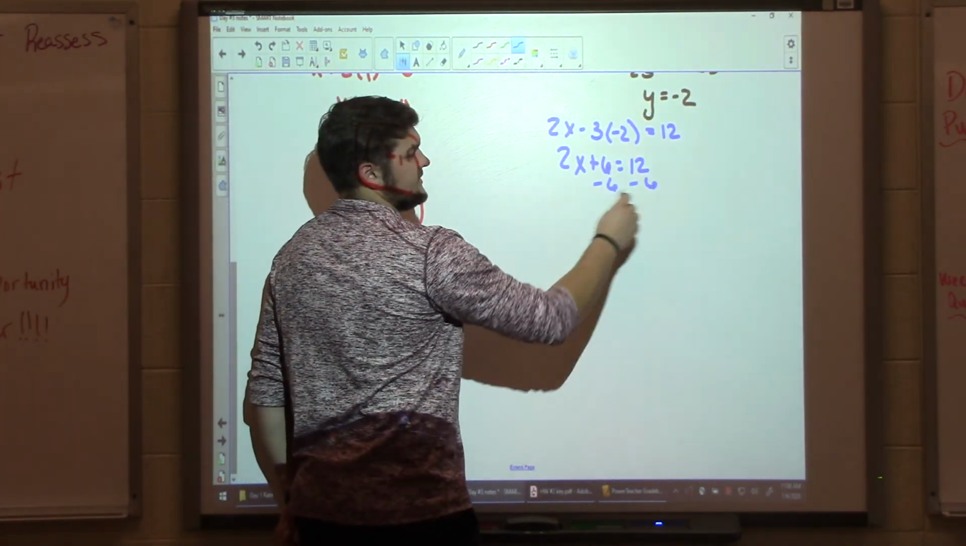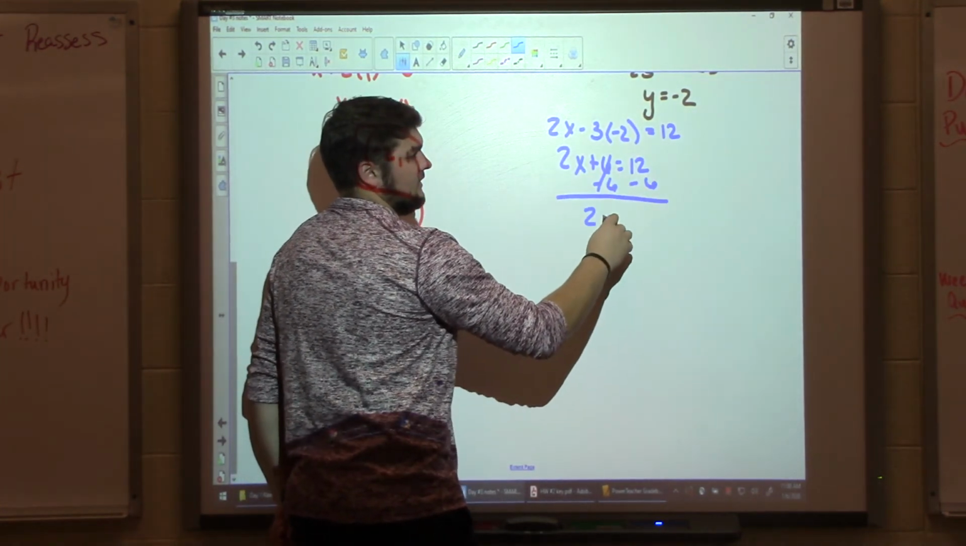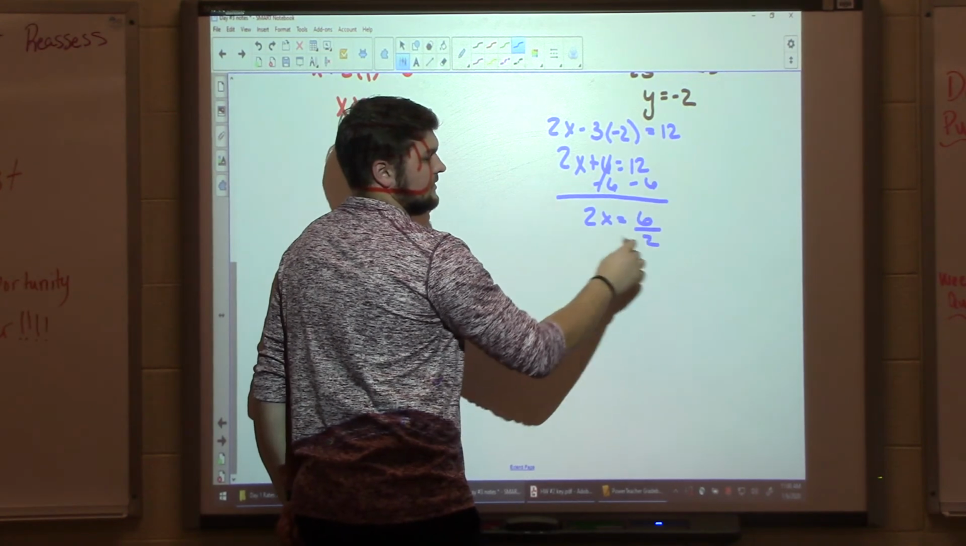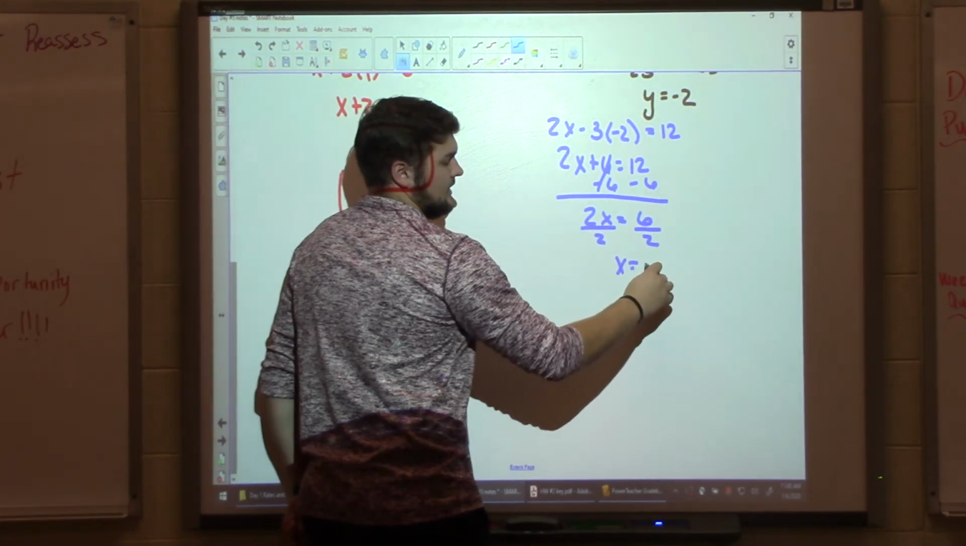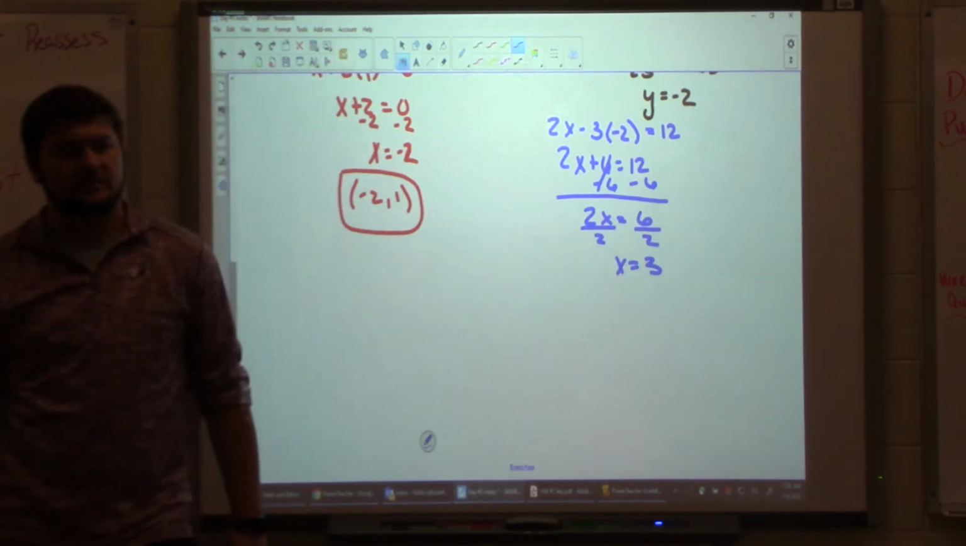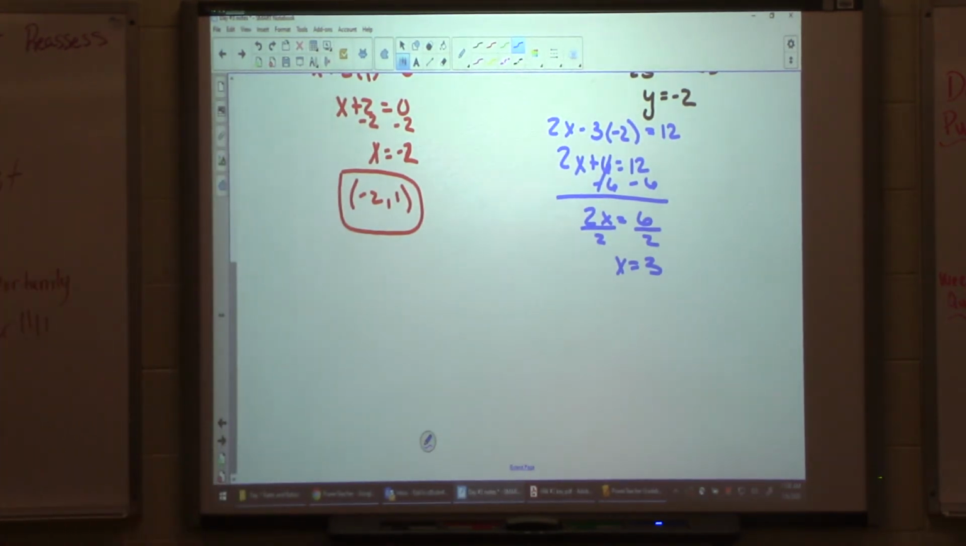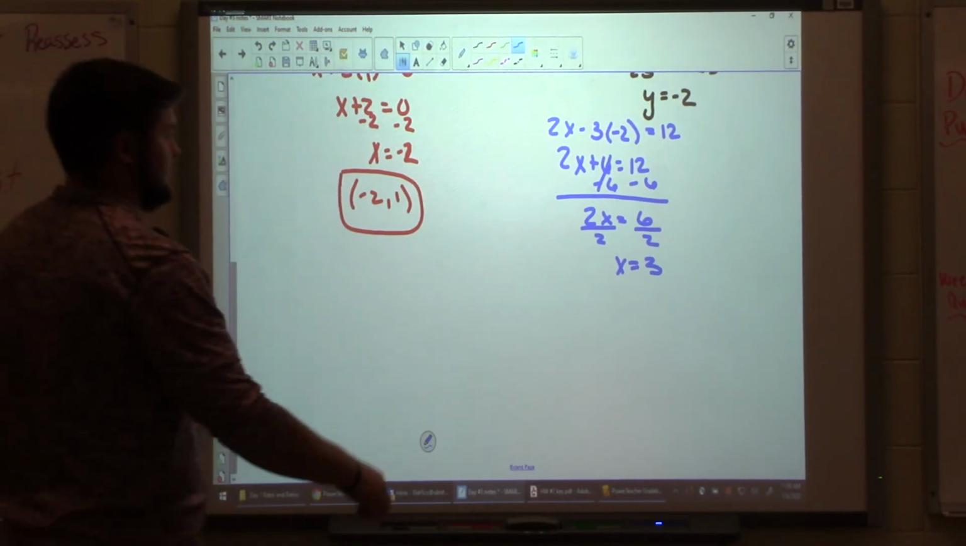Solve for x. Minus 6 and divide by 2. X equals 3. Okay? So once you find that first variable, plug it back in, find your second variable. 3, negative 2.